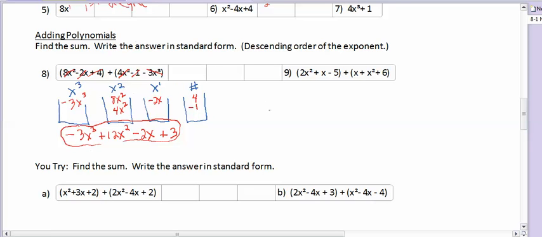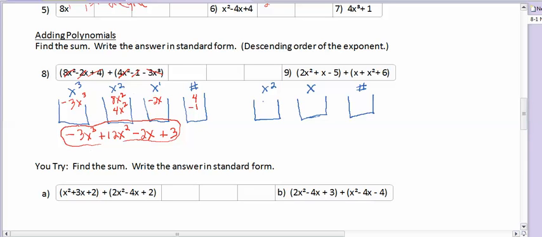The next one, I'm going to go ahead and put my buckets down here. And I look to see what terms I have. I have x squared, and that's the biggest one I have, so I'm going to start that one off first. And then I'm going to make another bucket for my x, and then I'm going to make another bucket for my numbers. Okay, by doing that and starting with the x squared first, I will automatically have it in standard form.